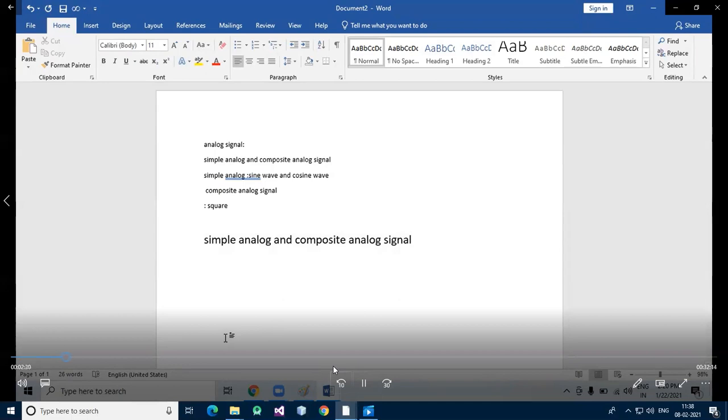So this is the most basic analog signal, which can be used as a basic building block to build other composite signals. A simple analog signal cannot be decomposed into simple signals. This simple analog signal is mostly used for building block purposes.